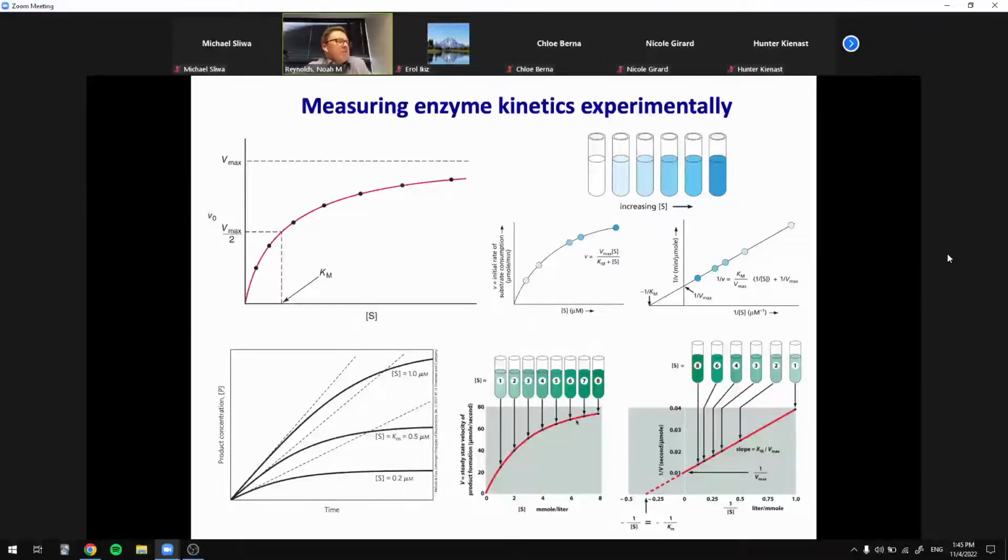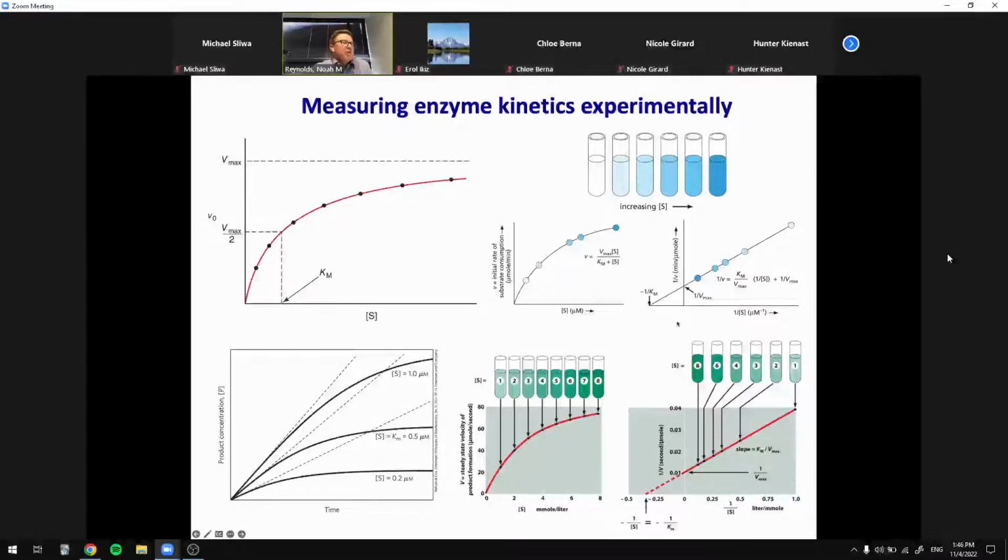I went over a little bit in class about how we actually do enzyme kinetics. We do a series of reactions over time at a certain substrate concentration, and then another series of reactions over time at a higher substrate concentration, and we keep doing that. Then we can plot those values and get the Michaelis curve, but it's difficult to actually use that to determine any of these numbers.